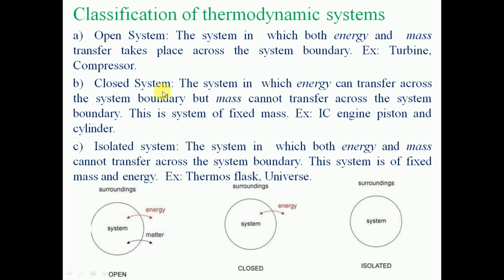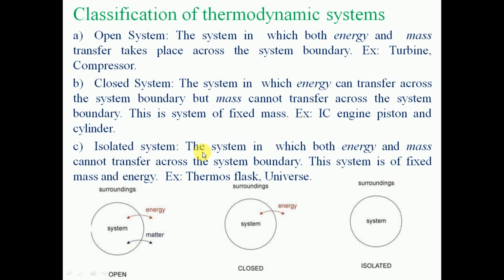The second one, closed system, is one in which energy can transfer across the system boundary but mass cannot transfer across the system boundary. This is a system of fixed mass. Example: internal combustion engine, piston and cylinder. In that internal combustion engine, the combusted gas inside has a fixed mass. The mass is not transferring, but the expansion of the burnt gas supplies mechanical work. The mechanical energy transfers across the system boundary. That is the closed system.